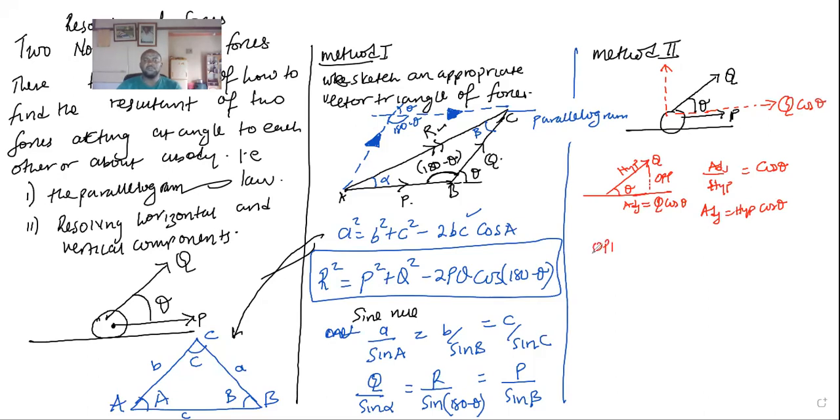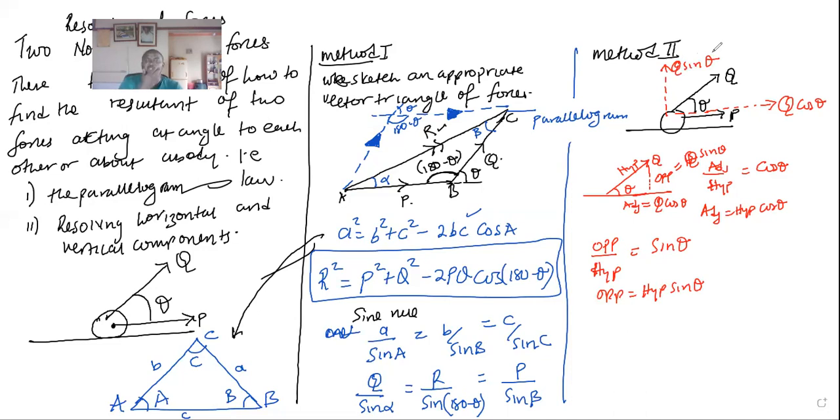Opposite over hypotenuse is equal to sine of theta. Therefore, the opposite will be equal to hypotenuse times sine of theta. So this will be Q sine theta.